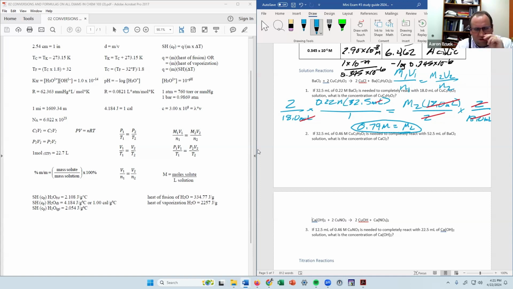All right, number 2 seems to have a typo on it. It says if 32.5 milliliters of 0.46 molar copper 1 acetate is needed to completely react with 52.5 milliliters of barium chloride, what is the concentration of the calcium chloride? I believe that should be barium chloride, so we'll make that quick little fix there. Basically, we're looking at the exact same problem, though. Since we had this as the barium side the previous time, we'll keep it that way.